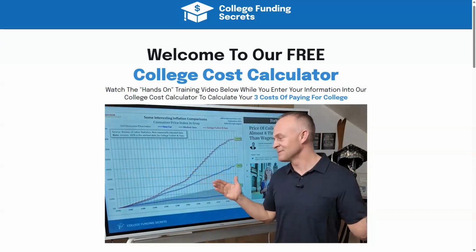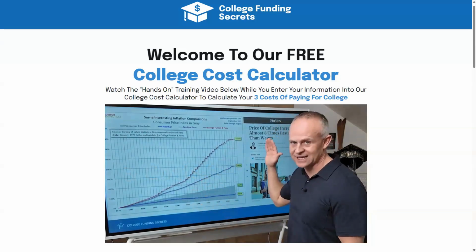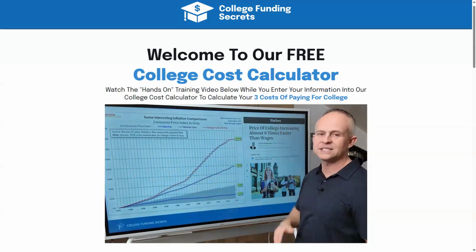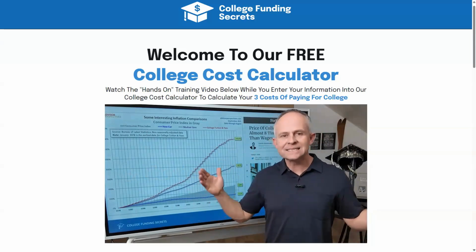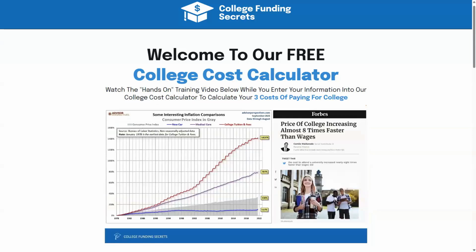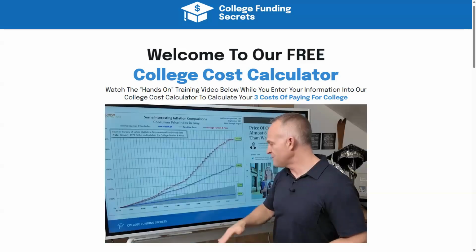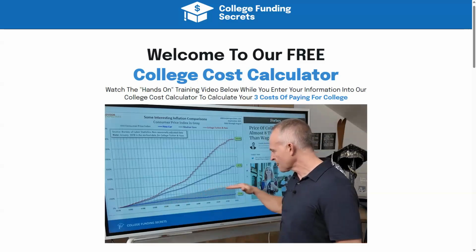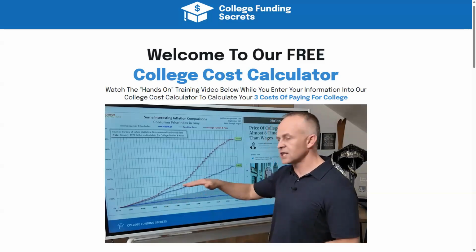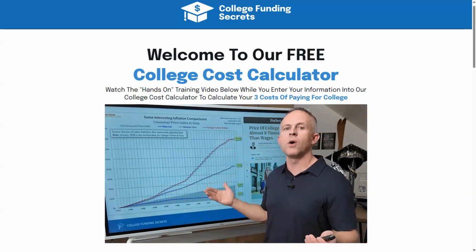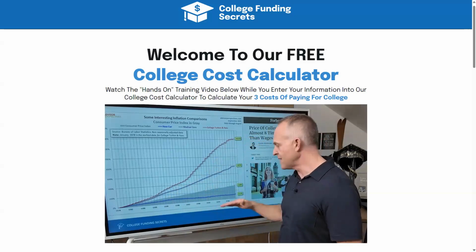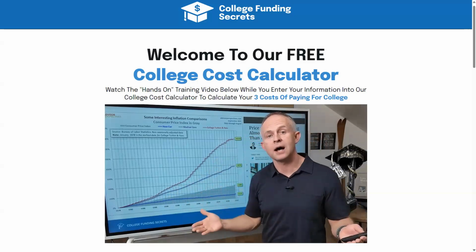We all know that the cost of college has skyrocketed. In fact, it's all over the news. The price of college is increasing almost 8 times faster than wages. But what does that mean? What exactly are the costs of college, especially with inflation? Even if you have a senior in high school, what is the inflation going to look like each year that they're in school? In fact, this gray line down here is our inflation line. You can see that the cost of college has been way more. It has increased way more than inflation, which has created a problem for families.